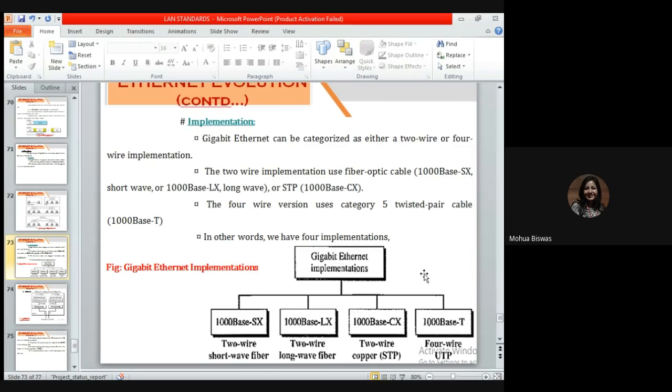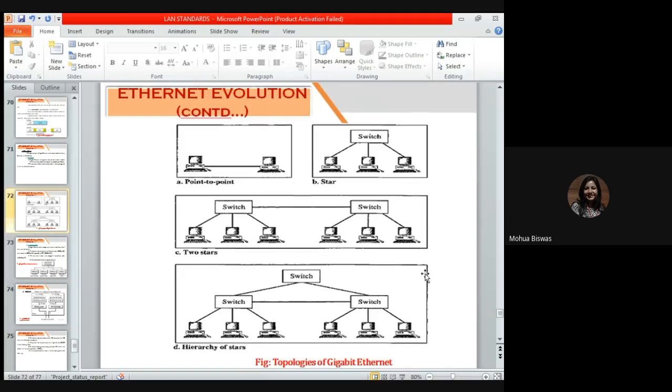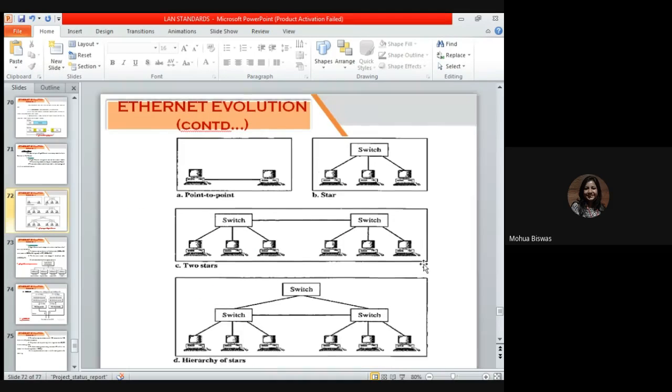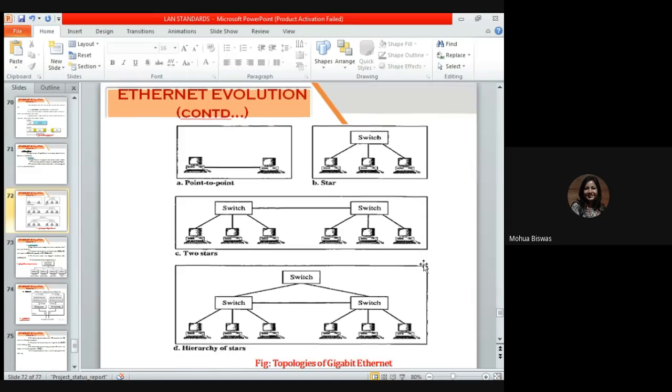So first, the implementations of Gigabit Ethernet. Before that, just draw this diagram. Write down the topic physical layer, under this write topology, and then draw this diagram.